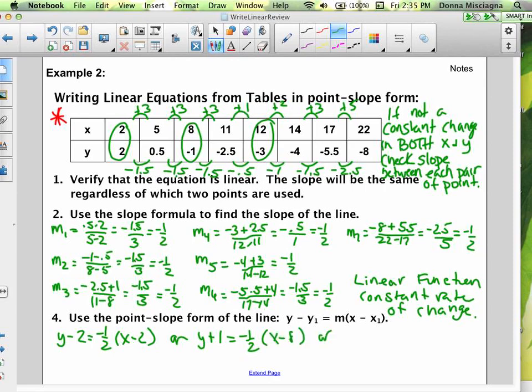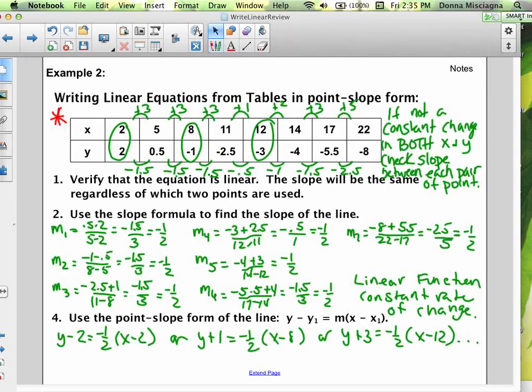Or I could say y plus 3 equals -1/2 x minus 12, and so on. I can keep on going, right? I can choose any point. As I was plugging these in, I did simplify those negatives. So it would have been y minus a -1, and I just made it plus 1. Y minus a -3 becomes plus 3. But you can use any point you want. It doesn't matter.